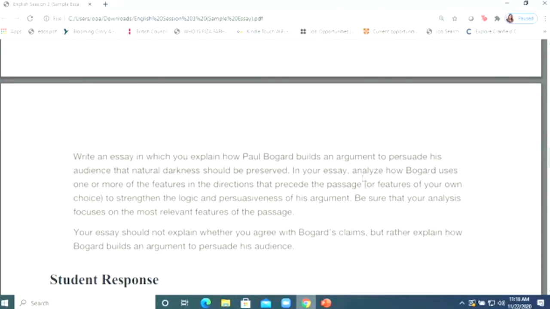In your essay, analyze how Bogart uses one or more of the features in the directions that precede the passage, or features of your own choice to strengthen the logic and persuasiveness of his argument. Be sure that your analysis focuses on the most relevant feature of the passage. Once again, focus on the most obvious details.